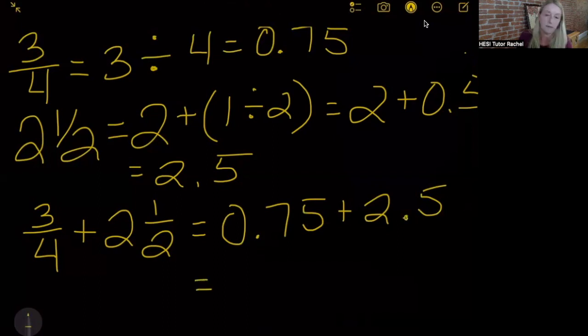So go ahead and do that now. 0.75 plus 2.5 should give you 3.25. And that is your answer.